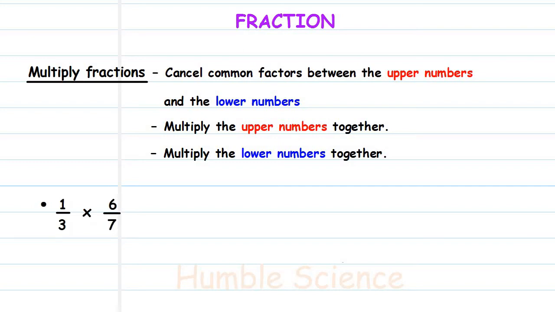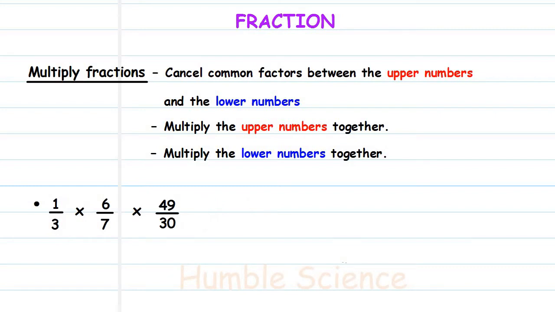Let's say we have 1 over 3 multiplied by 6 over 7. The first step is to cancel out the common factors that are in both the upper numbers and the lower numbers. The lower number 3 and the upper number 6 share a common factor, which is 3. So 3 divided by 3 will be 1. 6 divided by 3 will be 2. Now we can multiply the upper numbers. 1 times 2 will be 2. And for the lower numbers, 1 times 7 will be 7. So the answer here is 2 over 7.